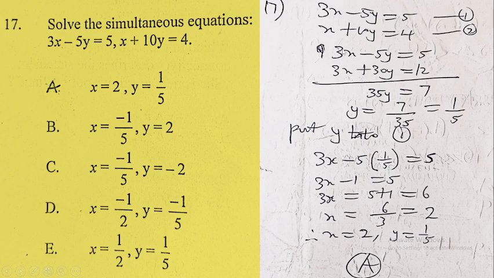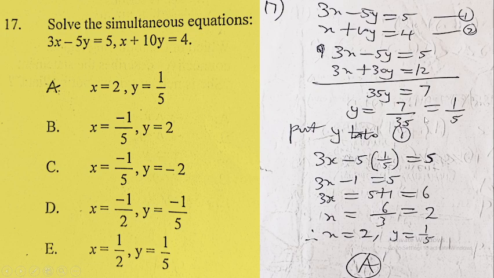So 3x minus 3x will give us 0. 30y minus 5y, minus times minus gives plus, so that leads to 35y. Then 12 minus 5 will give us 7. So divide both sides by 35 to find y. That means we have 7 divided by 35, and 7 can go into 35. That means we have 1 over 5 as our value of y.